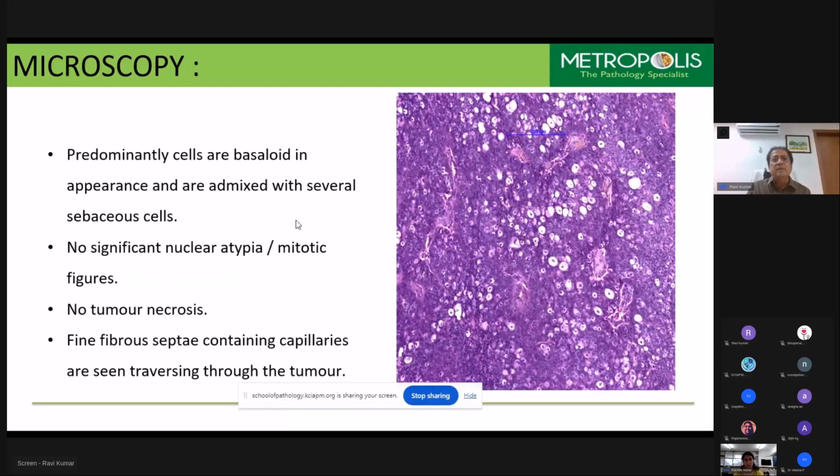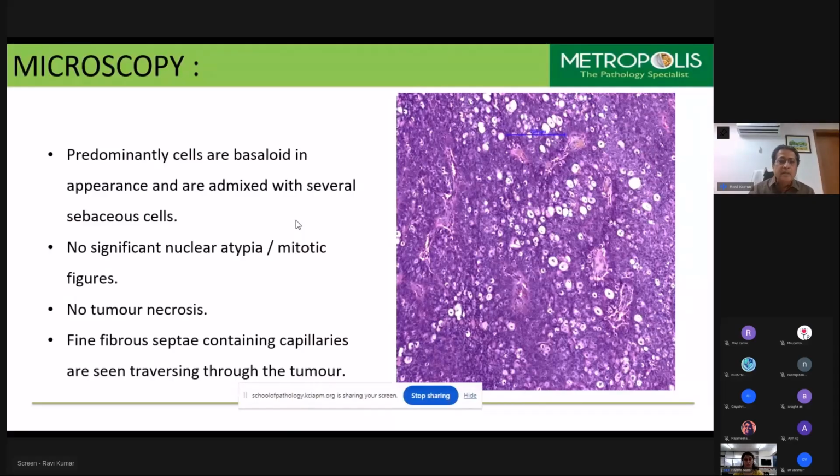Yes, as you said, predominantly the cells are basaloid and they are admixed with several sebaceous cells, very cleanly, very neatly seen. What is important is the negative points. Again, what Dr. Kurti also told in this discussion, there should be negative points in each and every slide, like no significant nuclear atypia, mitotic figures, or tumor necrosis.